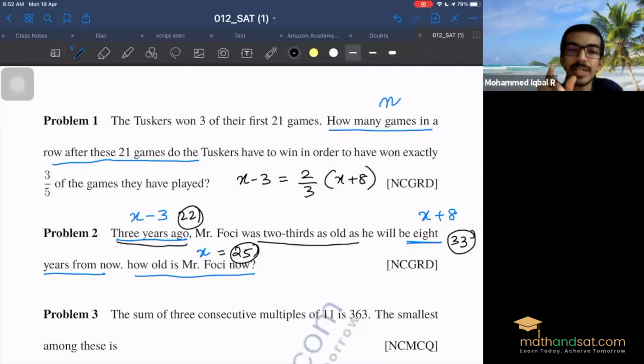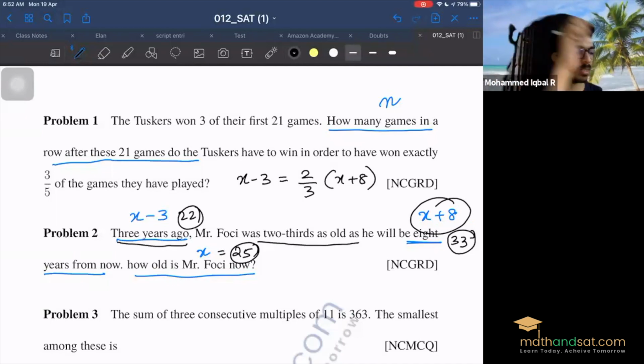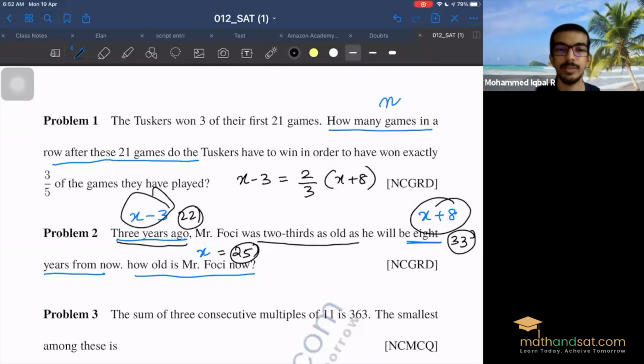This 11 years gap corresponds to 1/3, because this number is 2/3. They are just comparing two quantities. One is his age 3 years back. Another is his age 8 years from now. The difference between these quantities is 11.